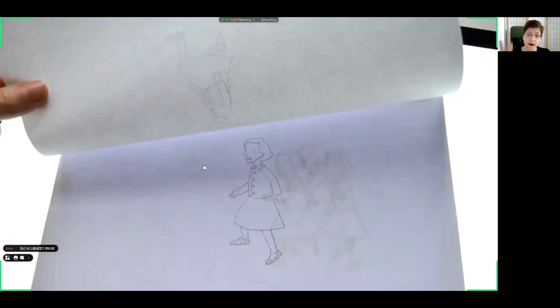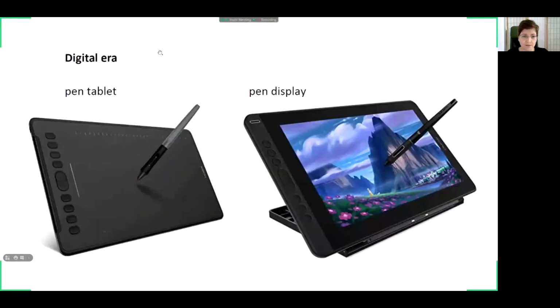Of course, after the pictures are created, today they are scanned, transferred into a digital environment, and they continue to be worked on in a digital environment. Earlier, the shooting was made on film, but we will not enter into those details now. Okay, so let's shift to the digital era.